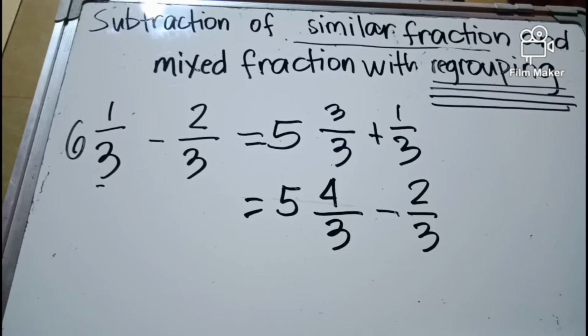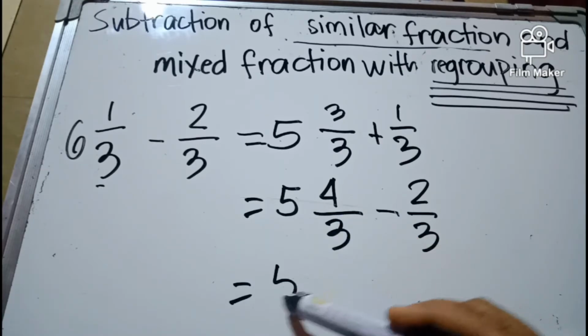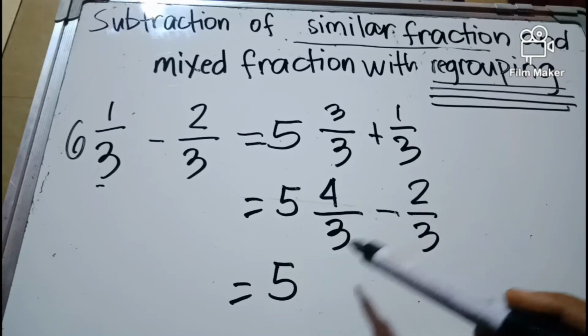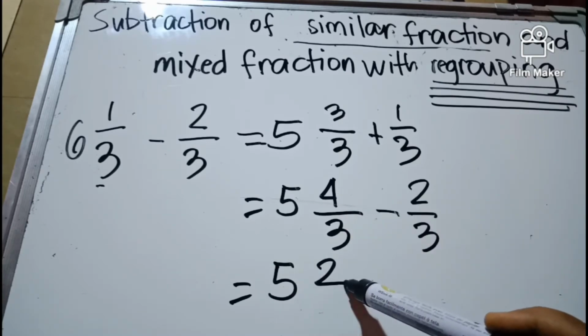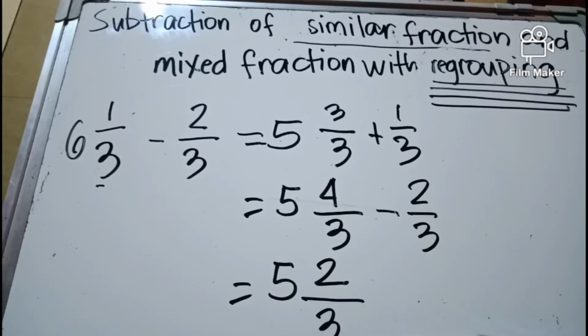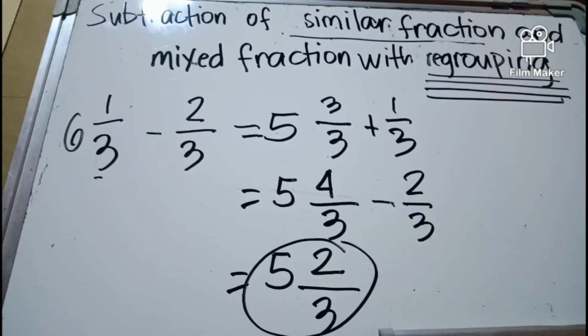So, pwede tayong makapag-subtract ng diretso since our fraction is similar. So, copy the whole number 5. 4 minus 2 is equals to 2. And then, kopyahin lamang natin yung ating denominator na 3. So, our final answer is 5 and 2/3.